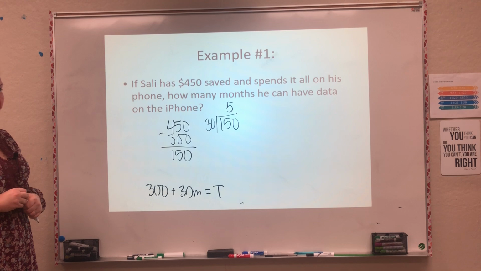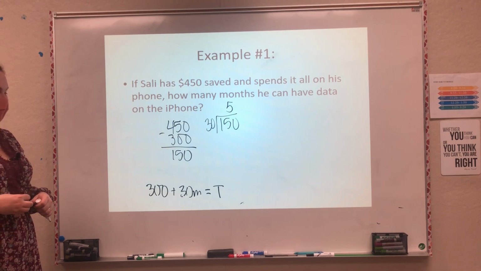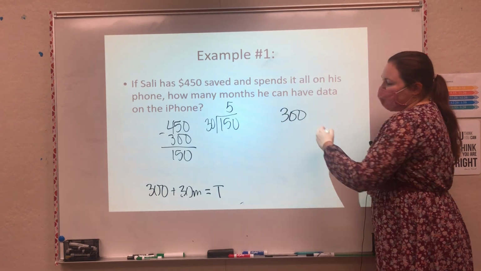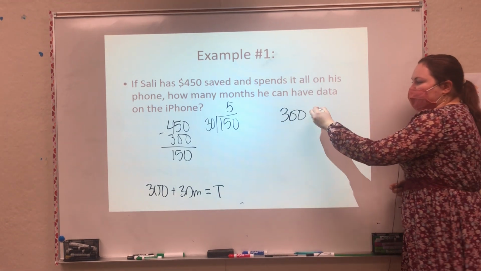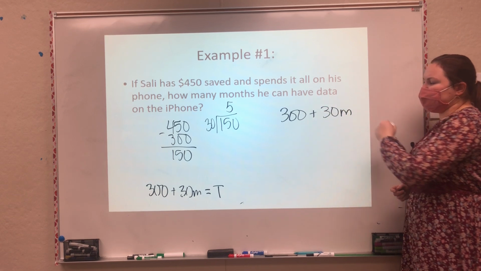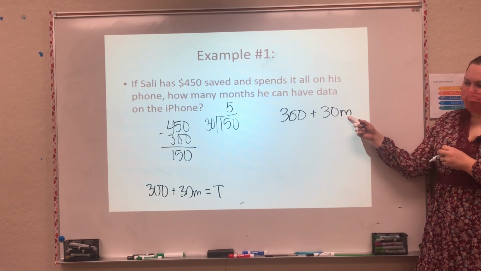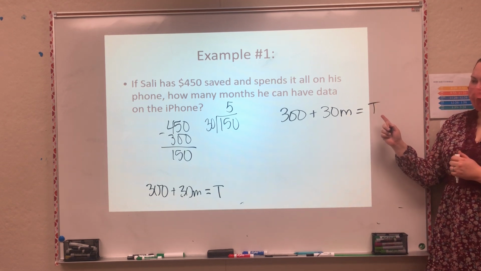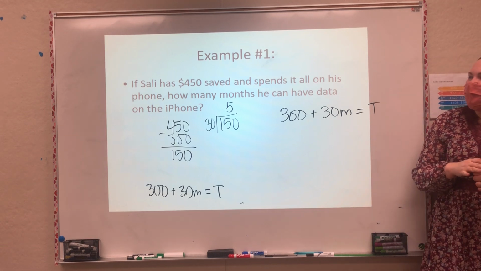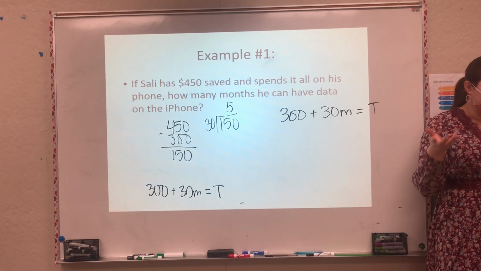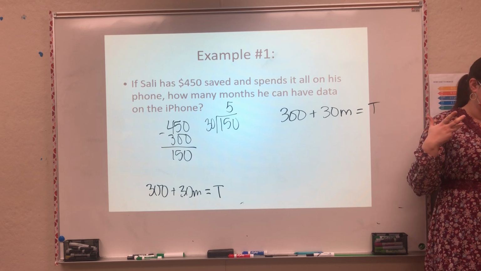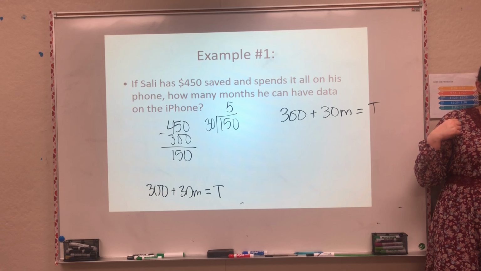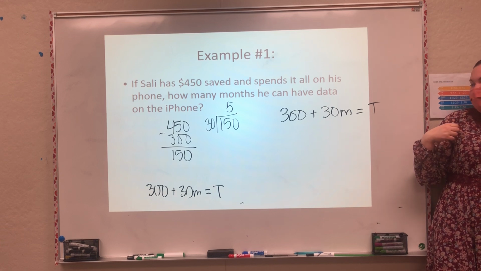450 minus 300. I'm going to put the equation over here. As I'm writing this, remind me what this says. It says 300 for the phone plus 30 M. What's M? Months. Months equals, what's T? Total amount. When they say if he has $450 saved, they're giving us more information now. What did they just tell us? He saved $450 to spend on the phone.